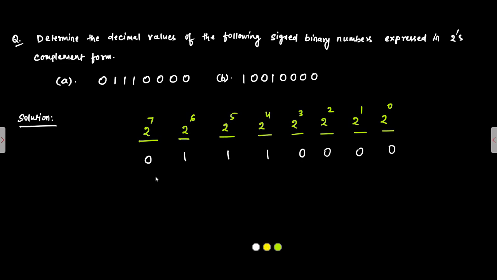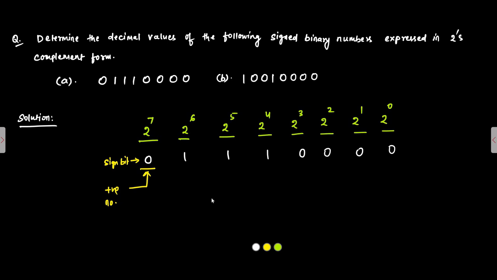Here, the first step is designation of the sign bit. The sign bit is 0. So it is a positive number because the sign bit is 0. Then we have to multiply the weights with their respective 1 bits and then add them together.